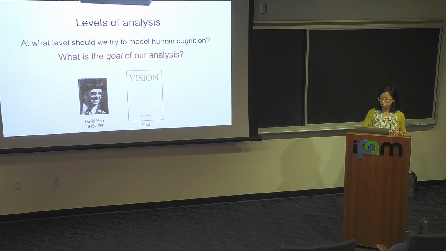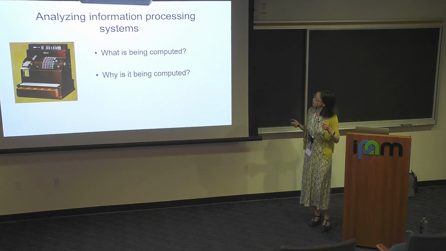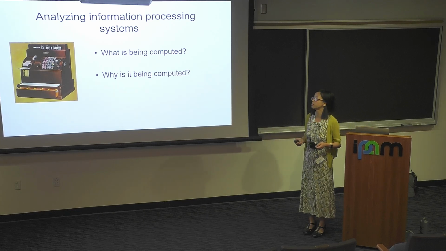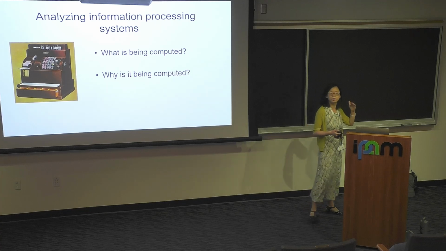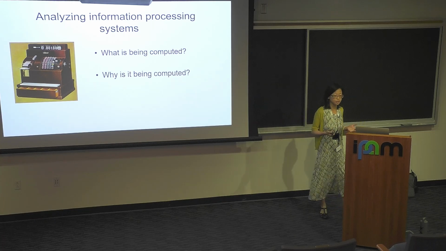So now I'm going to use a very, very simple information processing system, to go back to an earlier question. In some very simple systems, we can exactly justify why we use these operations. This is like the earliest cash register system. We're going to analyze this simple information processing system at different levels. The first level we call the computational level. It's just trying to answer the question: what is being computed, and why is it being computed?